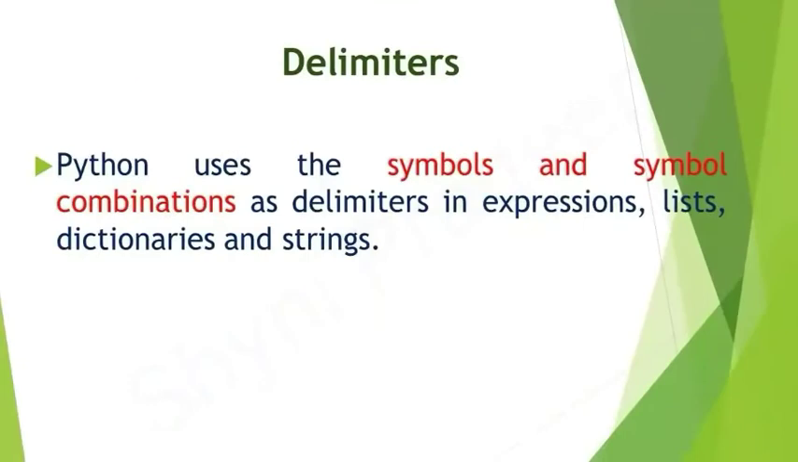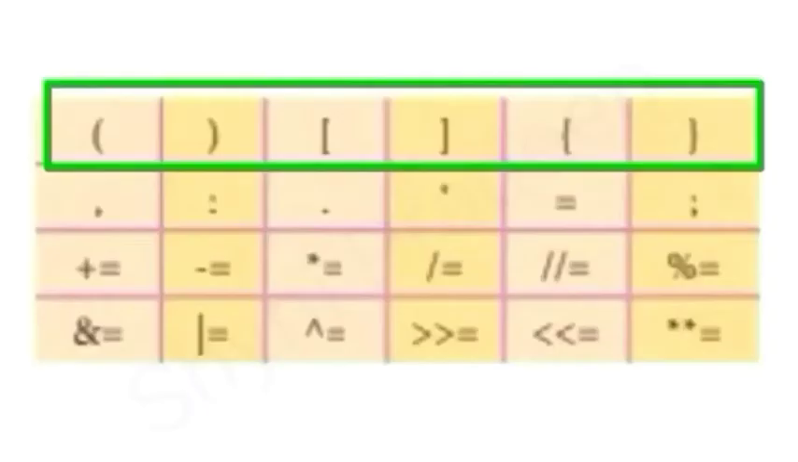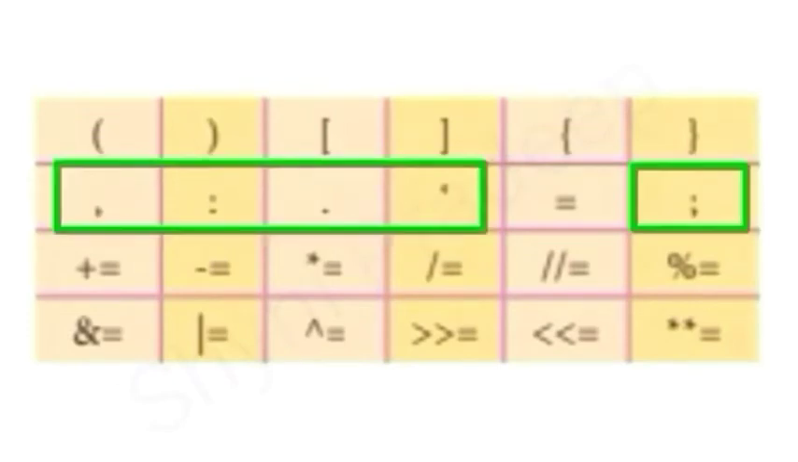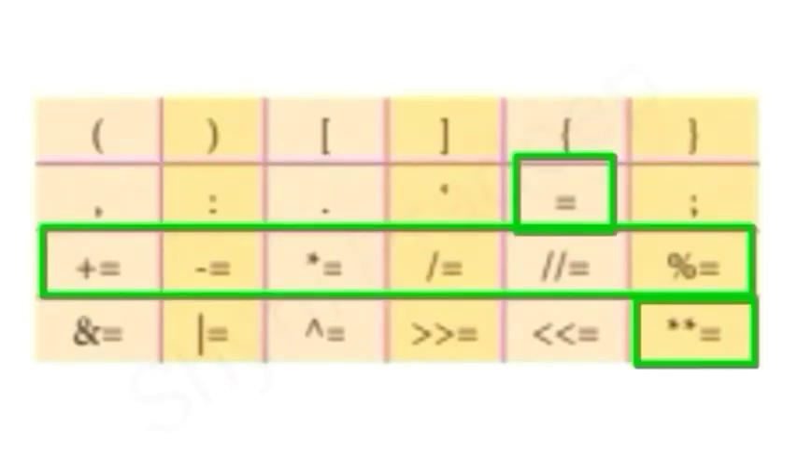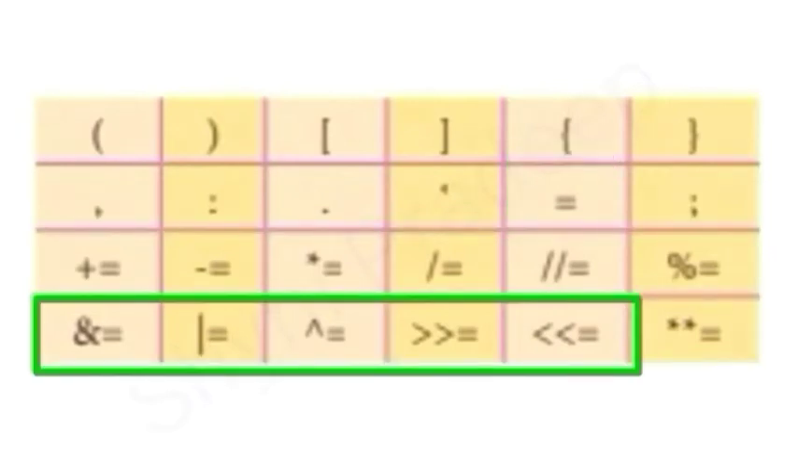Okay. Next token is delimiter. What do you mean by delimiters? These are called symbols and symbol combinations. So delimiters are nothing but symbols and symbol combinations that are used in expressions, lists, dictionaries and strings. So they perform some special roles. These symbols are used for grouping, for punctuation, and for binding purpose. These symbols are used for bitwise operations and assignment of objects to names.